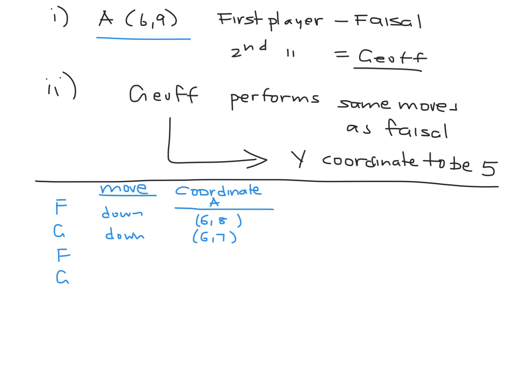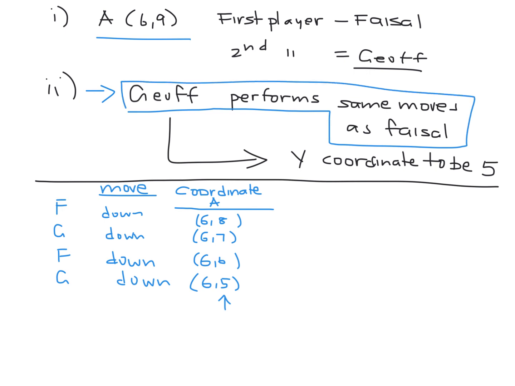And then at this point, let's say Faisal goes down again to 6, 6. And then Jeff just uses this strategy and goes down once more. And then once you're at 6, 5, he won because his y-coordinate is 5. That's just one scenario. Okay? Now, you say, well, there's other scenarios, right? Well, of course, there's many, many other scenarios. But you can always see that Jeff can just use the simple rule of performing the same moves as Faisal to eventually win.